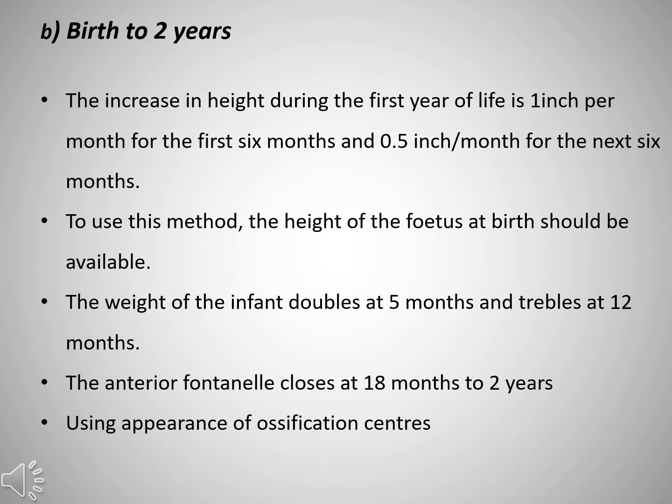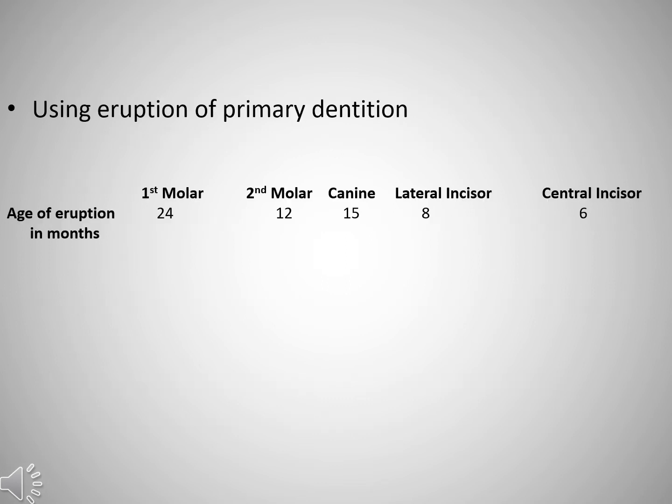The weight of the infant doubles at 5 months and triples at 12 months. The anterior fontanelle closes at 18 months to 2 years. And also, we can use the appearances of ossification centers. And also, we can use the eruption of primary dentition.